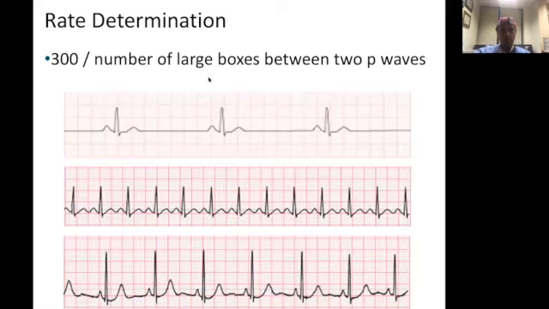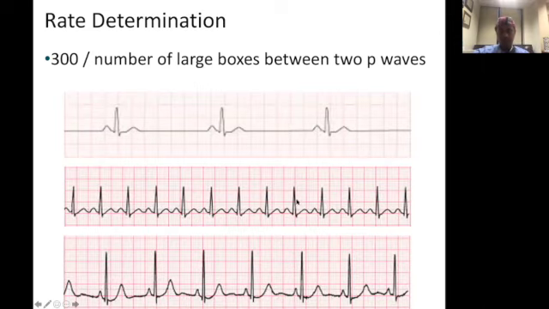Okay, so how do we determine a rate? We determine a rate by looking at the RR interval, and you do 300 divided by the number of large boxes between two waves. So for the first one, we have 1, 2, 3, 4, 5, 6, 7, almost 8. So 300 divided by 8 gives us about 37. So the top person has a heart rate of 37.